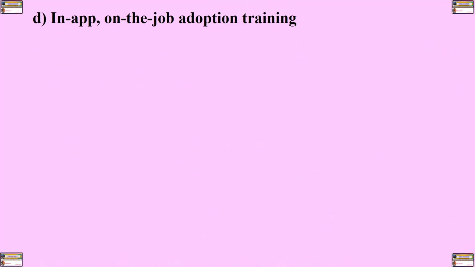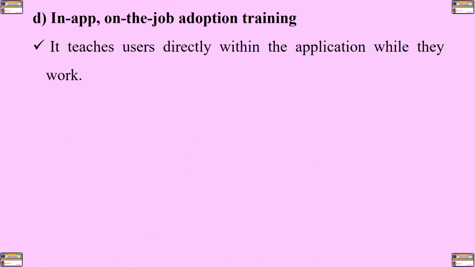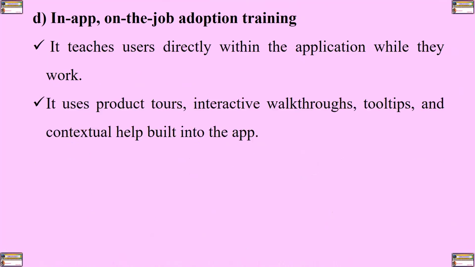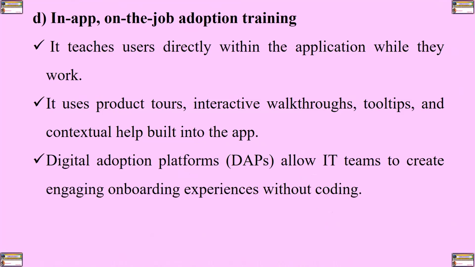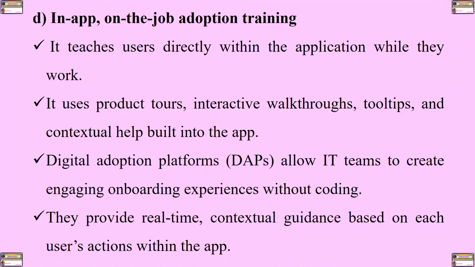The other method of training is in-app or on-the-job adoption training. It teaches users directly within the application while they work. It uses product tours, interactive walkthroughs, tool tips, and contextual help built into the app. The digital adoption platforms, DAPs, allow IT teams to create engaging onboarding experiences without coding. They provide real-time contextual guidance based on each user's actions within the app.